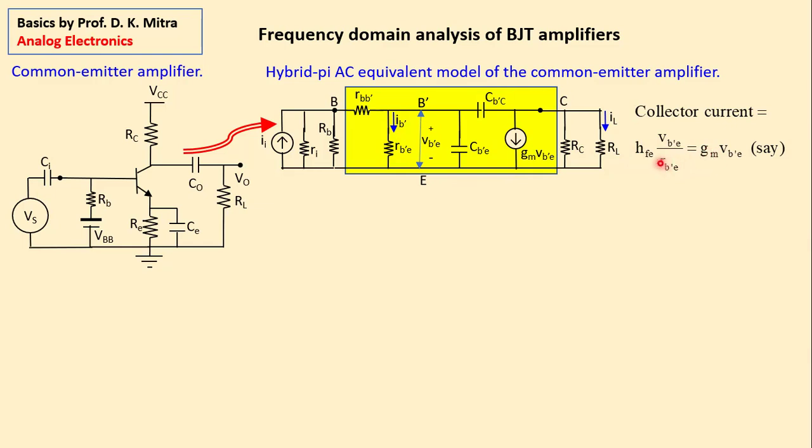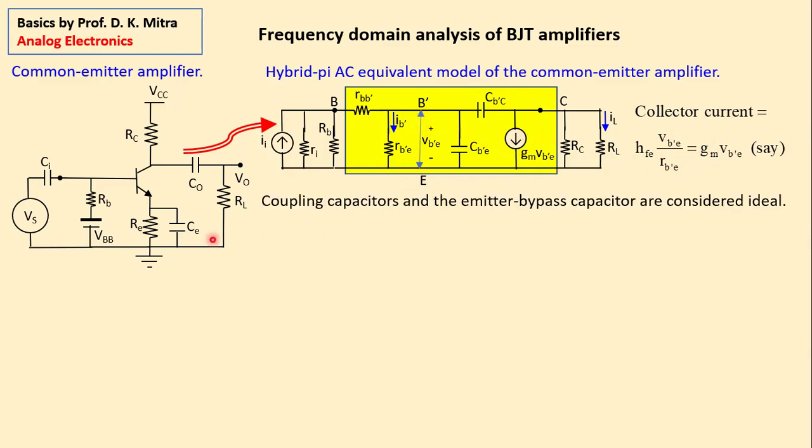Why? Because if I write a single term gm, then I don't have to repeatedly write this same ratio again and again. So it is gm VBE. So collector current is gm multiplied by this VBE emitter voltage.